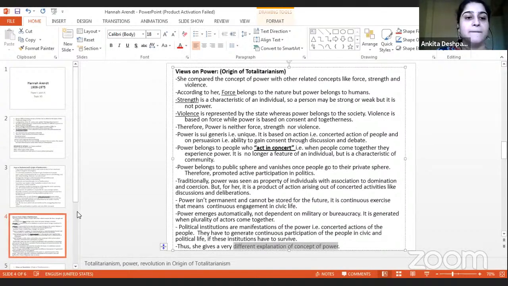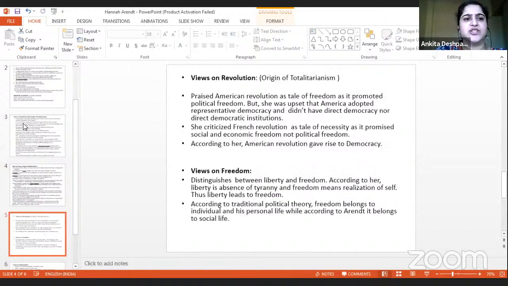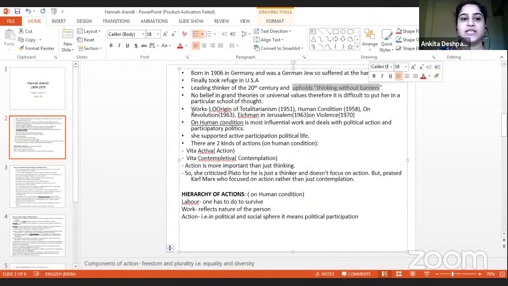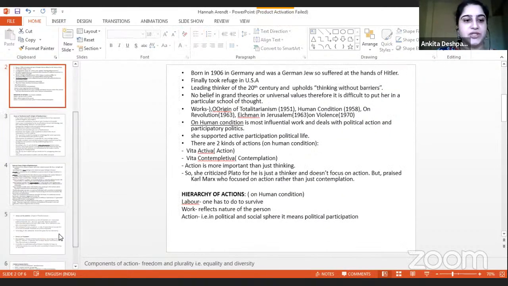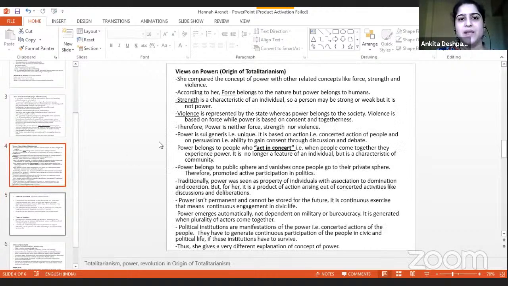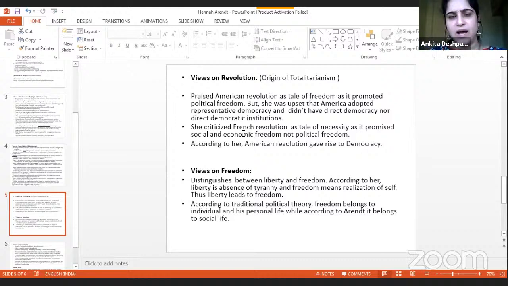Because she's talking to herself, she's writing to herself, and she believes in, see what I've written here, thinking without barriers. That's why she has her own interpretations of political terminologies. Now we're almost coming to the end of Hannah Arendt. Hannah Arendt is very small compared to all your thinkers.